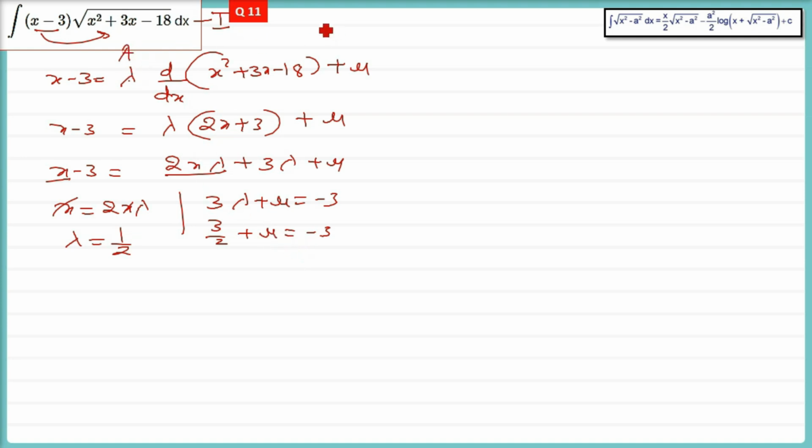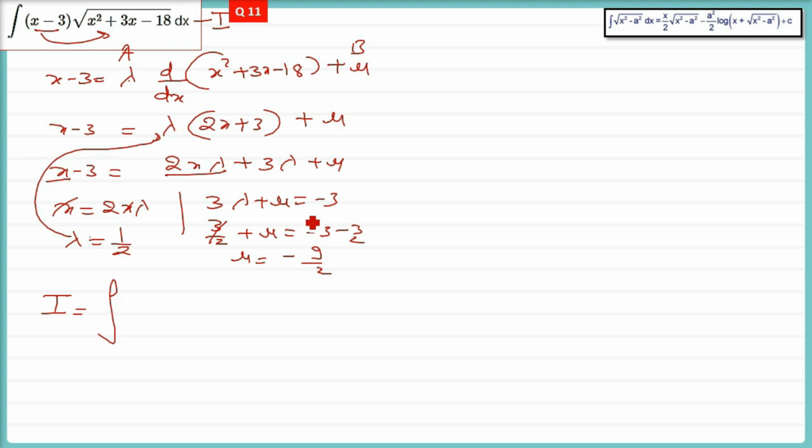Now we have the value of lambda and mu. As I was suggesting, you can always have a and b, l and m, any symbol you can use. Now you have to replace these lambda and mu values in the second equation which we wrote. Mu will become negative 9 by 2. So lambda equals half and mu equals negative 9 by 2 we got.